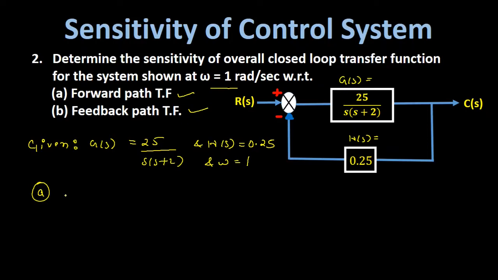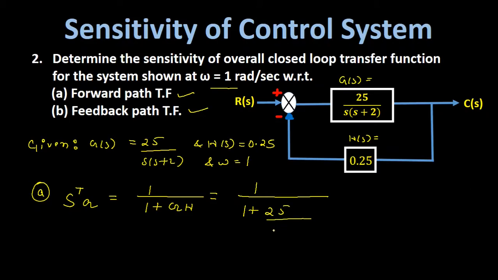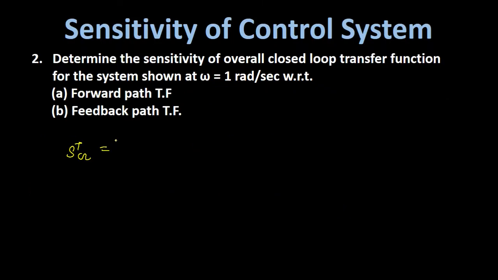In the A part we have to determine the sensitivity of the overall transfer function T with respect to the forward path transfer function G, and its formula we have already derived. It is equal to 1 upon 1 plus GH. Now we put the values of G and H in this equation. We will get 1 upon 1 plus 25 divided by s into (s plus 2) into 0.25. When we solve this, we will get (s square plus 2s) divided by (s square plus 2s plus 6.25).